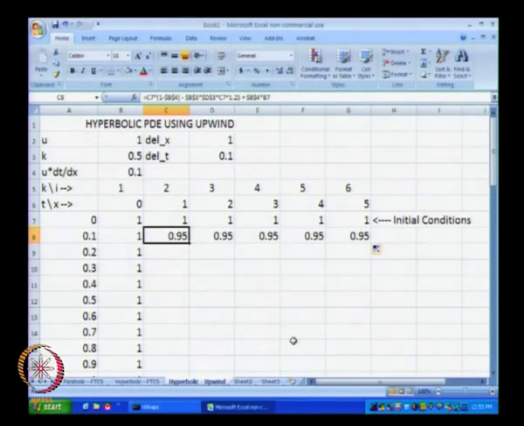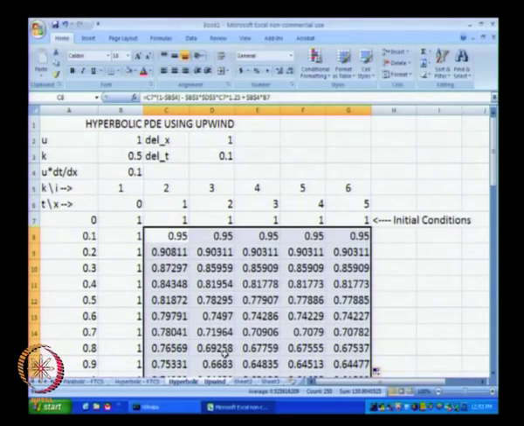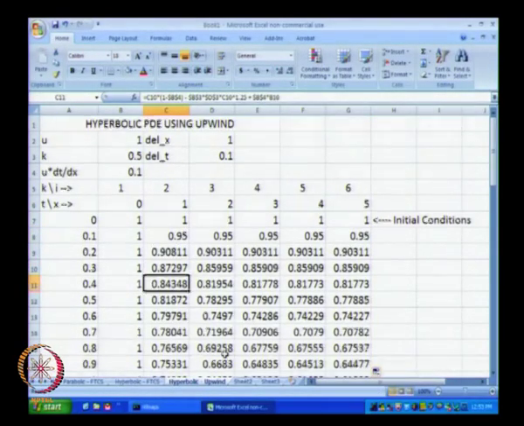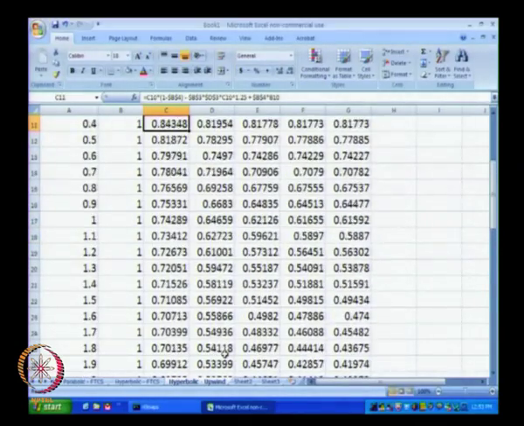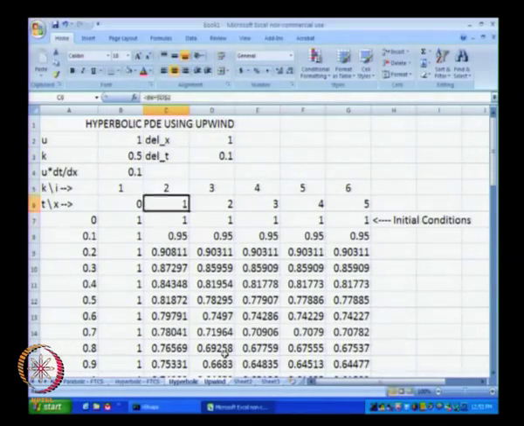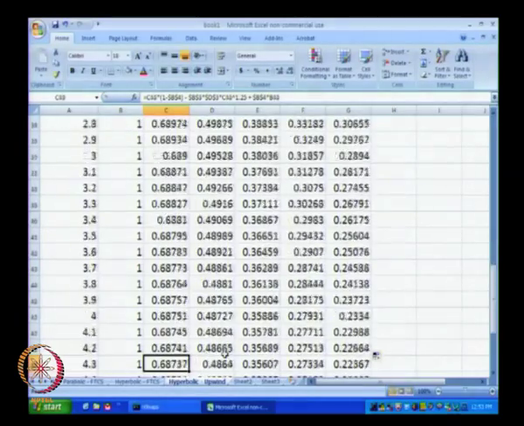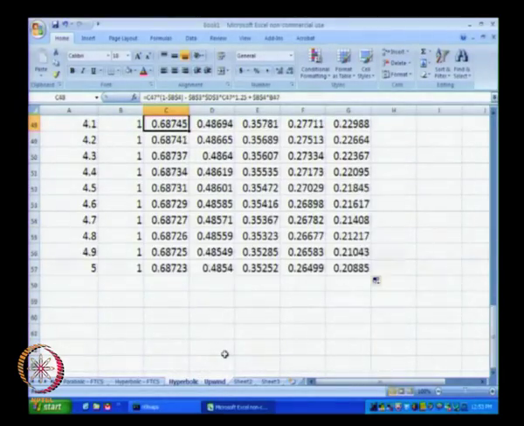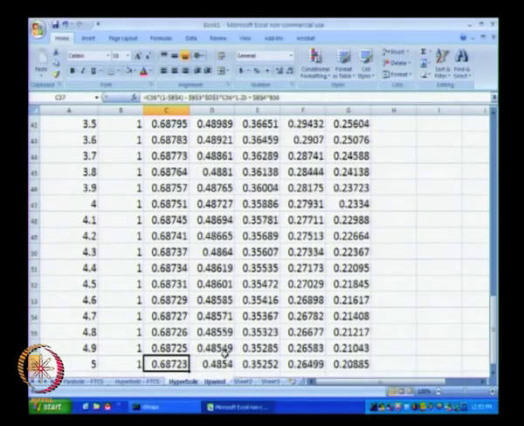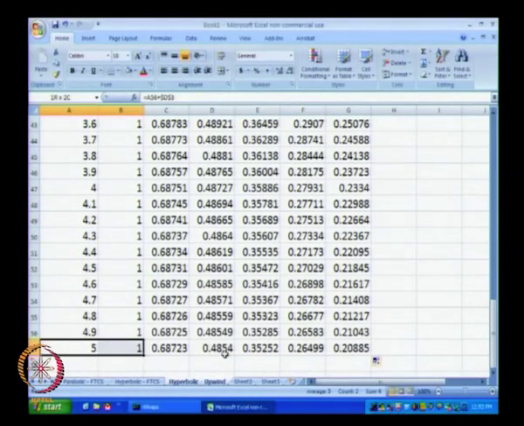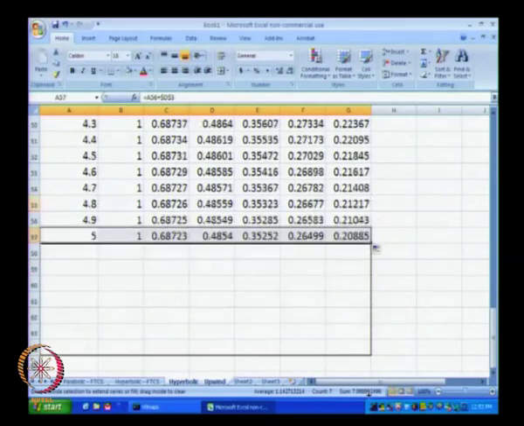Now I will highlight this entire thing and double click, and we see that our solution indeed is stable. This particular solution is not unstable, and our concentration is decreasing both with length as well as with time. I think we will need to go a little beyond time 5, maybe up to say time 10.